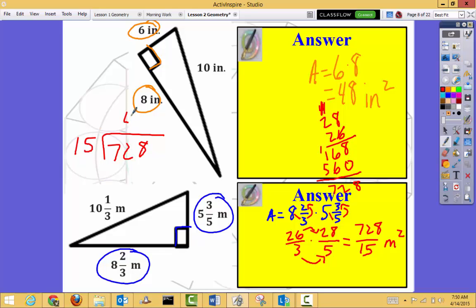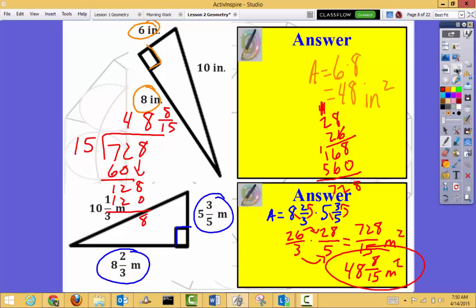This will go in 4 times to give me 60 with the remainder of 12. Bring down the 8. This will go in 8 times for 120. Remainder of 8. So my answer is 48 and 8/15 meters squared.